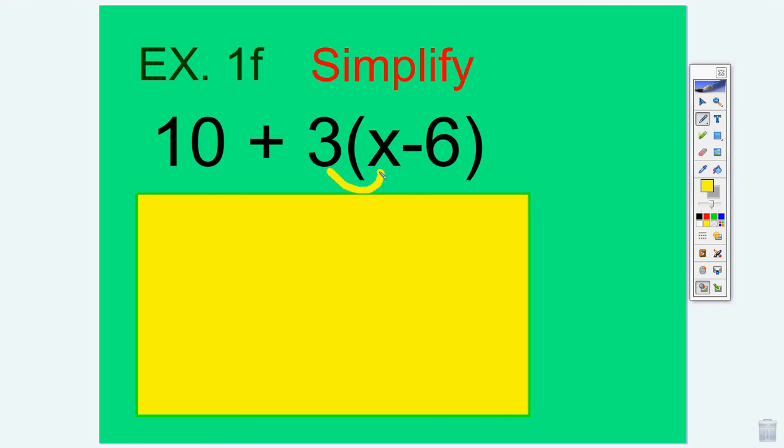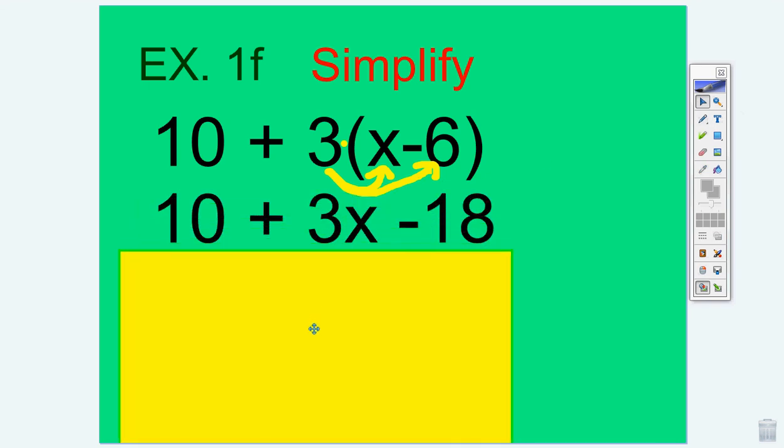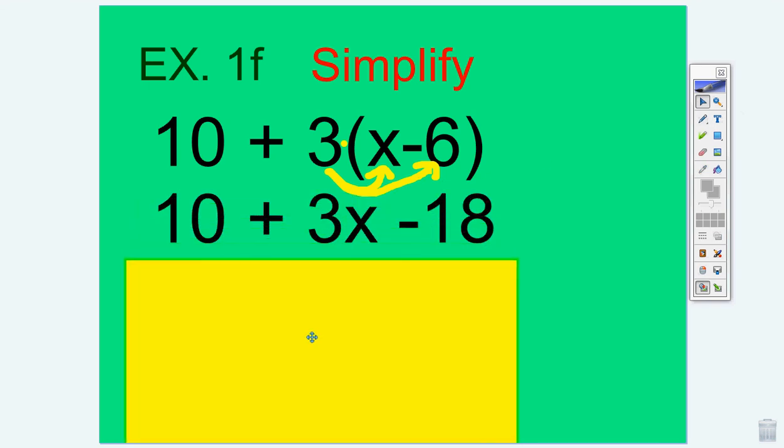3 times x, right? And order of operations, say I times, not add, right? I don't add first, do I? I times first, because the parentheses, exponents, multiplication, all right? And then division, then addition, subtraction. So I'm going to do that, distribute. And I have 3x minus 18. Let that sink in. Now combine like terms, kind of like apples and bananas.